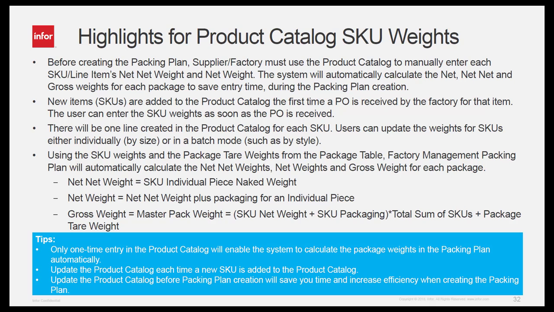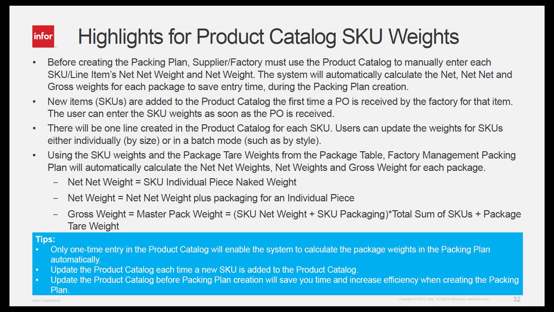Highlights for your product catalog. This is going to be your SKU weight information that will be entered into the product catalog before you start the packing plan process. This will automatically calculate your net and gross weight for each package and save entry time during the packing plan creation. Very important. You will see how it all comes together in the packing plan portion.